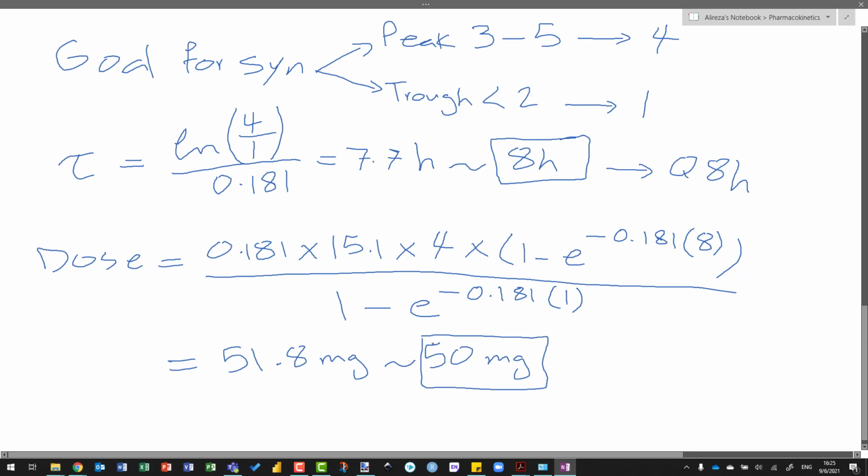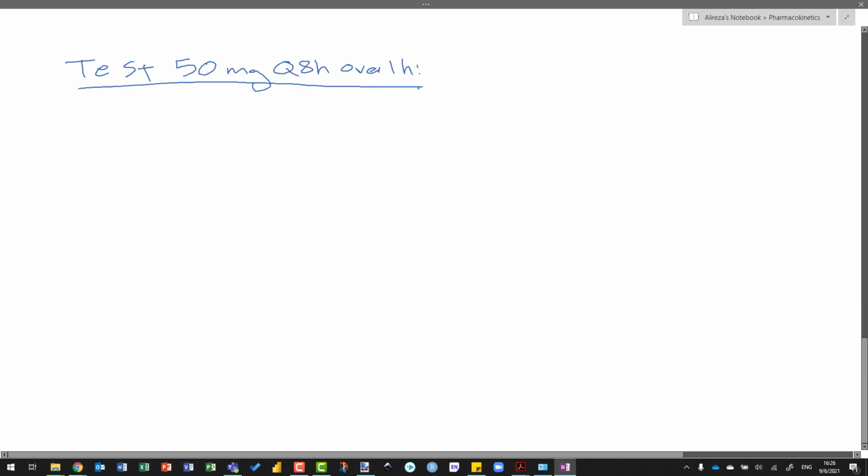Before we recommend this, since we did some rounding, we want to make sure that if we recommend this dose, we will get the peak and trough that we want. So we're going to test 50 milligram every 8 hours over 1 hour to see what the predicted peak would be. Remember, we wanted to get a peak of 4. Now we're going to calculate what would be predicted.